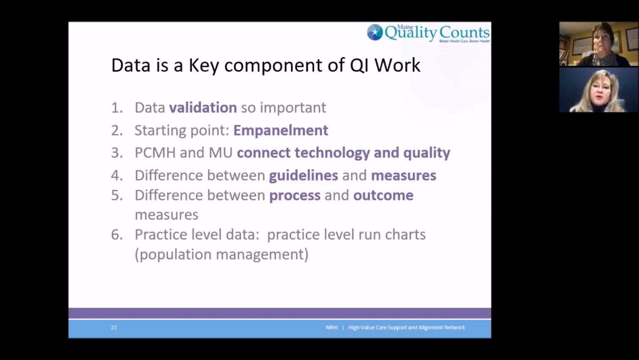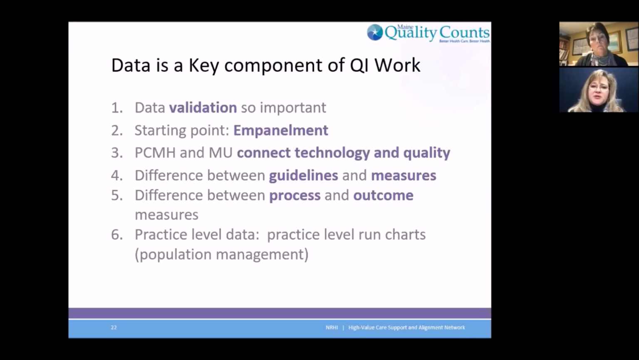And a starting point with QI work and data is empanelment. So tying patients to providers, clinical teams. There's lots of research that's been done on that and improving clinical outcomes. And there's just another whole piece I could talk about just within empanelment, but it's so important to do that, especially as we're looking at this quadruple aim and population health. You really need to be able to empanel patients to be able to look at how you are caring for all your diabetics in your panel as a whole and those kinds of things.